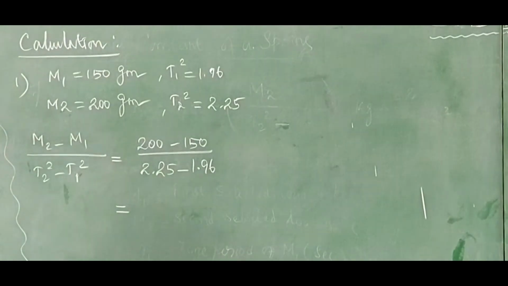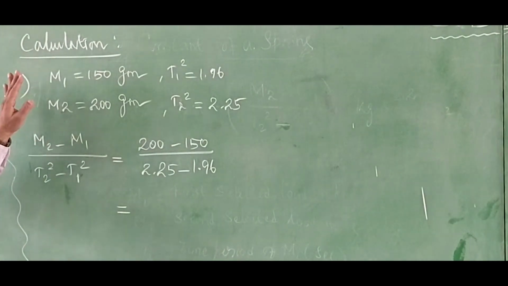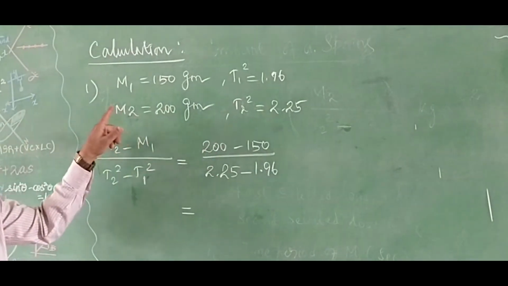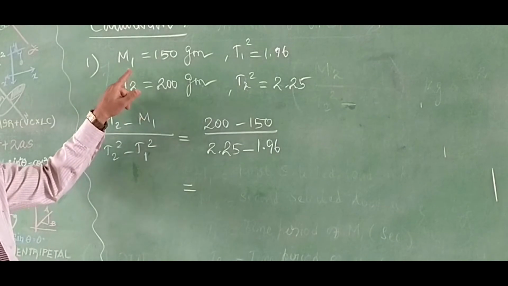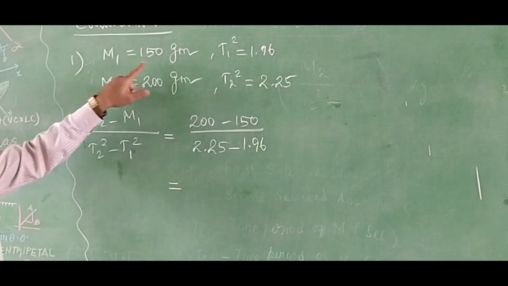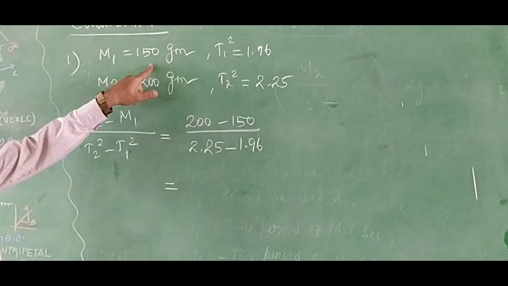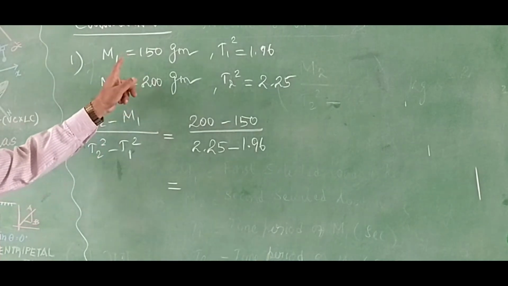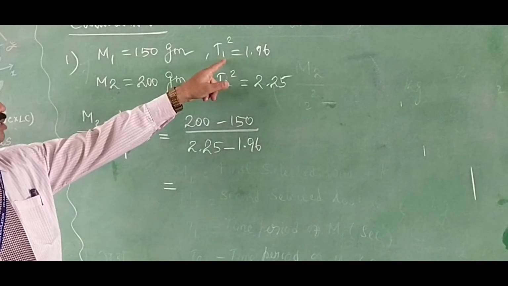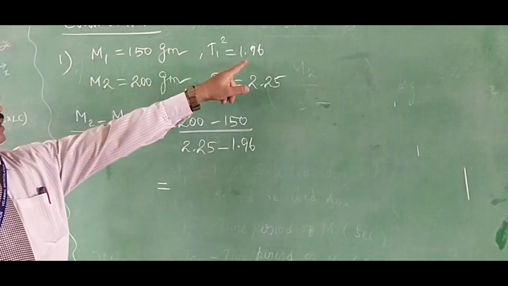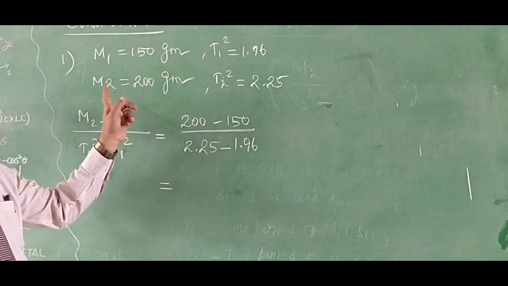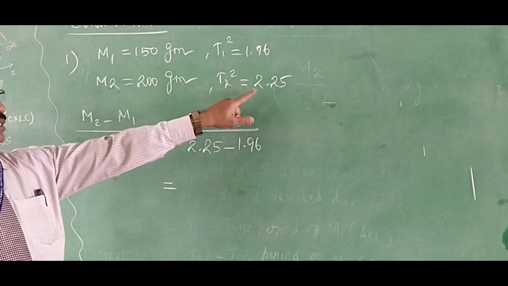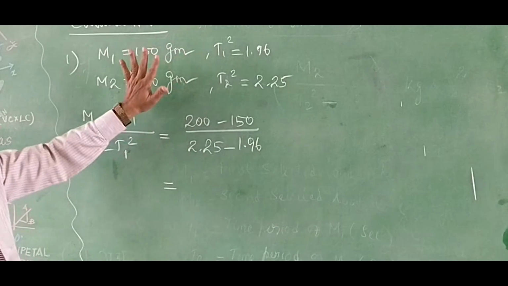So we are going to now continue the calculation work. As I indicated in the table column, for the first calculation, the first load M1 is 150 gram. Second load M2 is 200 gram. Their corresponding time squares: T1 square for M1 is obtained as 1.96. For the second load, the time square T2 square is obtained as 2.25. This I have rewritten here.